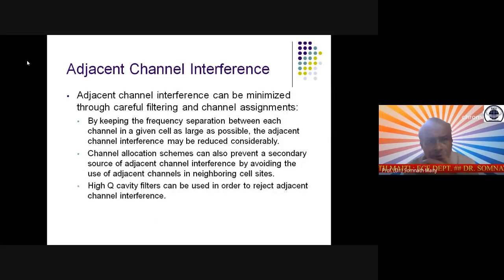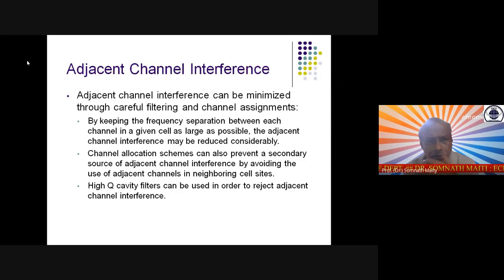Adjacent channel interference can be minimized through careful filtering and channel assignments. There is a technique of channel assignment that I will discuss later on, by keeping the frequency separation between each channel in a given cell as large as possible. Say there are 1 to 10 channels in a cell. You use a group, not 1, 2, 3, 4, 5, 6, 7, but 1, 3, 7. Then between 1 and 3, the frequency separation is large compared to 1 and 2. Have you got my point?